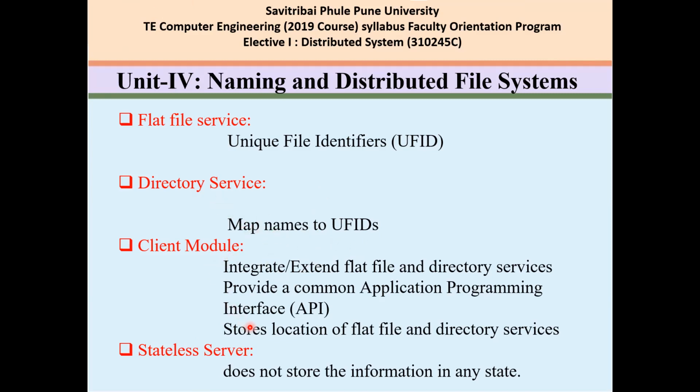Now coming to the client module, as we have seen, it is going to integrate or extend the flat file and directory services. It is going to provide a common API, application programming interface, which in simple terms is going to establish a communication media between two entities or machines, like the client computer and server computer. And the third is that it stores the location of the flat file and directory services. Whereas the stateless server, the server computer, does not store information in its state. It is going to just provide the data which is coming from the data stores or databases.